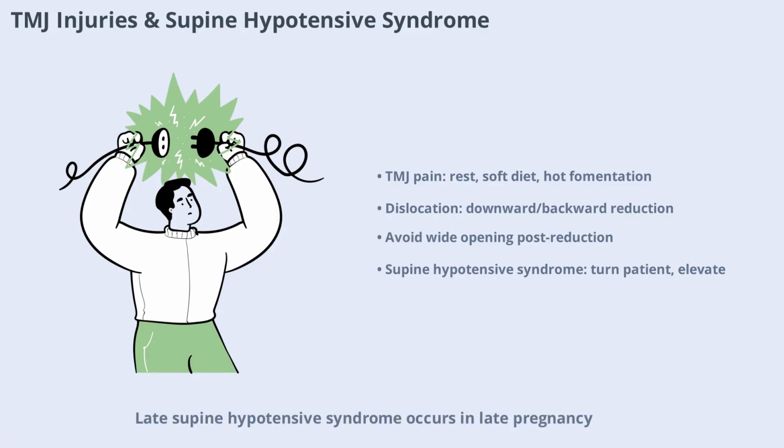Late supine hypotensive syndrome occurs in late pregnancy due to fetal pressure on the inferior vena cava. Management involves turning the patient to one side or elevating them to restore venous return and cardiac output.